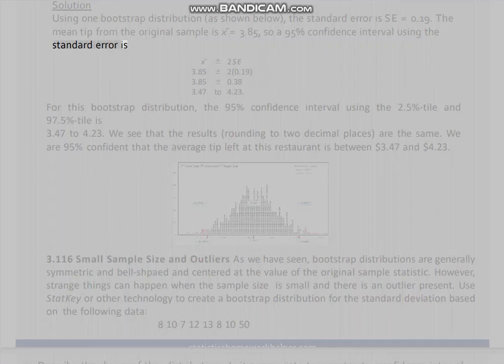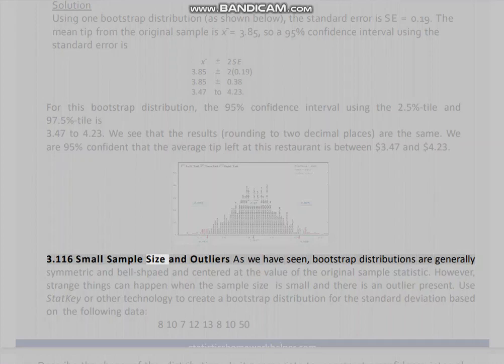For this bootstrap distribution, the 95% confidence interval using the 2.5 percentile and 97.5 percentile is 3.47 to 4.23. We see that the results, rounding to 2 decimal places, are the same. We are 95% confident that the average tip left at this restaurant is between $3.47 and $4.23.